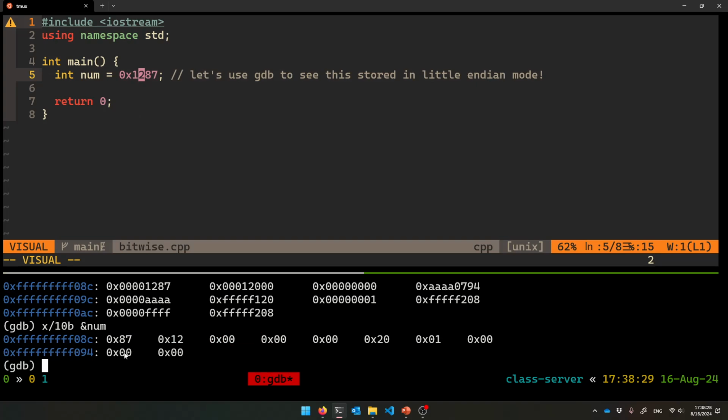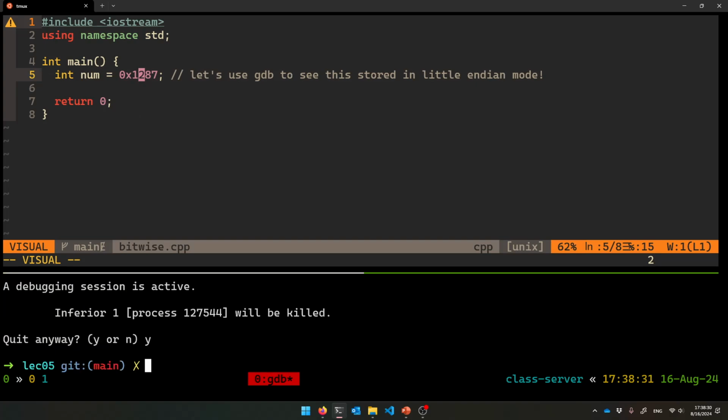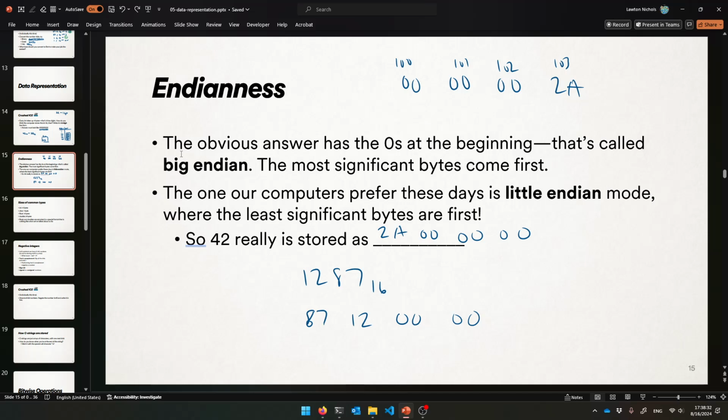Isn't that crazy? That's wild to think about, but it blew my mind. Makes no sense, but it's how CPUs work these days for reasons. I can tell you more in office hours if you'd like. I have a theory for why we do it this way. So yeah, that's endianness. Weird.